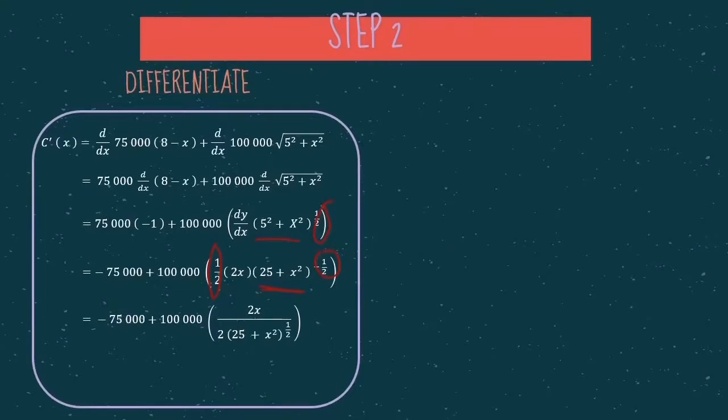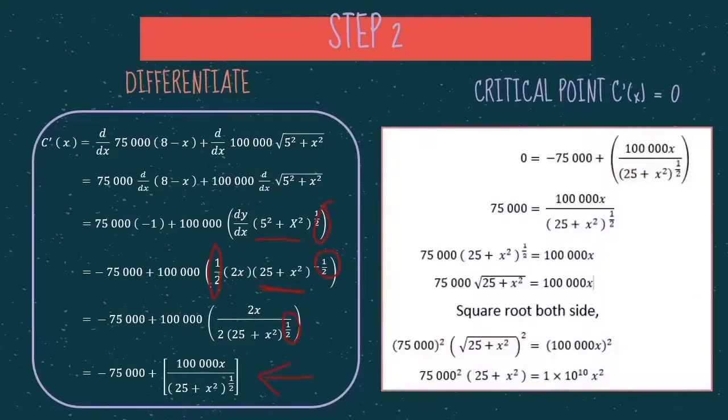After that, we bring down the 25 plus x squared. So it becomes 2 times 25 plus x squared to the power of 1 over 2, because we bring down the negative 1 over 2, so it becomes positive for now. And then we get this answer right here. After that, for the critical point, we have to set it equal to 0. So 0 equals negative 75,000 plus 100,000 x over 25 plus x squared to the power of 1 over 2.